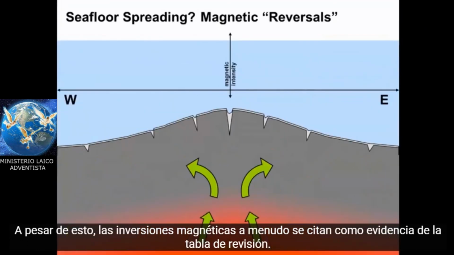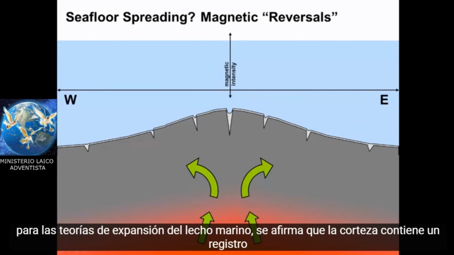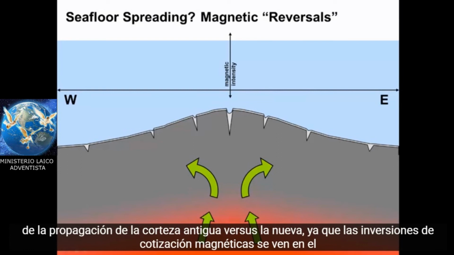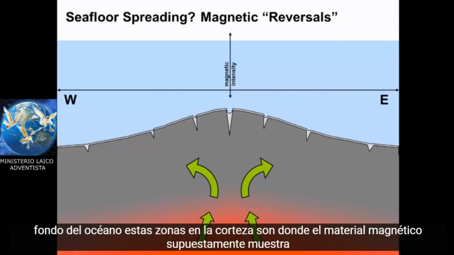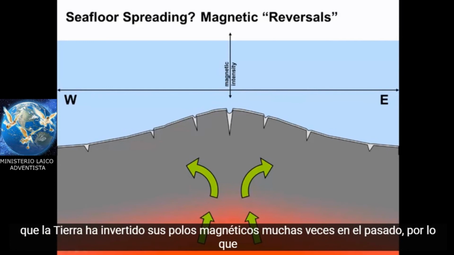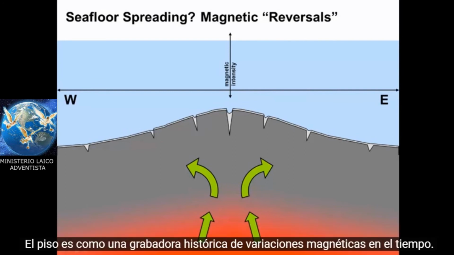In spite of this, magnetic reversals are often cited as irrefutable evidence for seafloor spreading theories. It is claimed that the crust contains a record of old versus new crust, spreading since magnetic "reversals" are seen in the ocean floor. These zones in the crust are where magnetic material supposedly shows that the Earth has reversed its magnetic poles many times in the past. So the floor is like a historical tape recorder of magnetic variations in time.